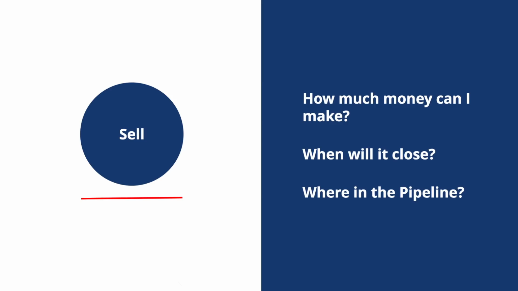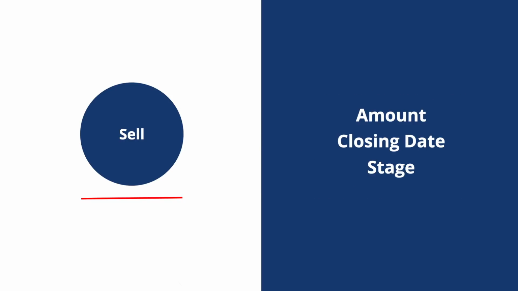We're going to be tracking a few key things out of the box. How much money can I make on this deal? When am I expecting to close it? And where is it in the pipeline? All of these translate to these fields: the amount, closing date, and stage. It may not be important to you to actually track the amount of the deal, so don't think of these fields as completely required. The stage is, in fact, the only one that is hard required in the deals area.